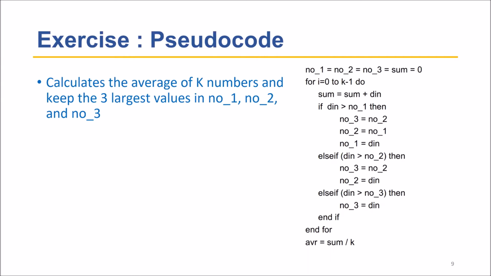We have three variables for those three largest values, and then we have another variable called sum to keep the sum of inputs. In a for loop, we read the input and add it to the sum variable to keep the sum of all inputs. Then we check if the input is bigger than the current largest saved value or not. If it is bigger than any one, we keep it and change the order respectively. At the end, to calculate the average, we divide the sum by number k.